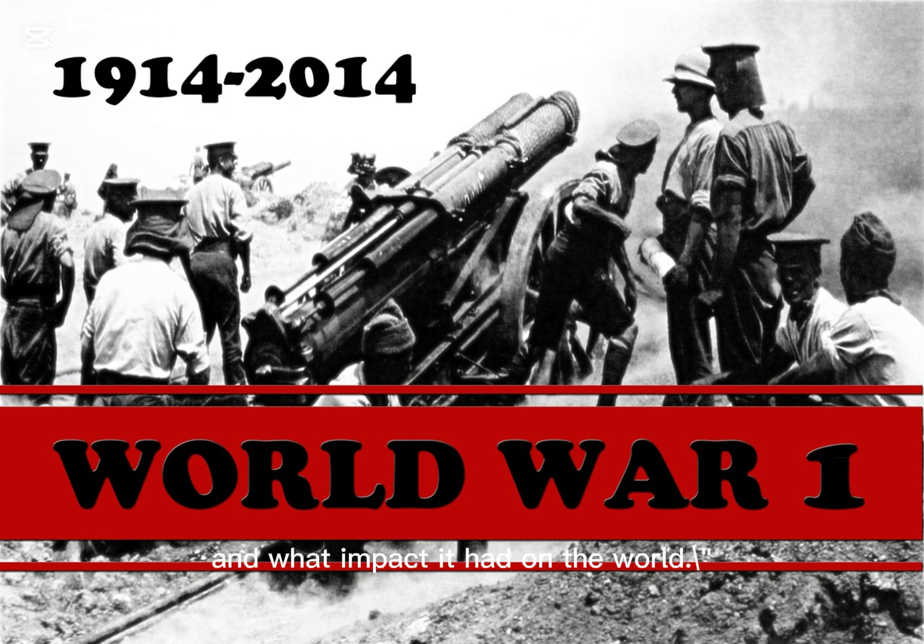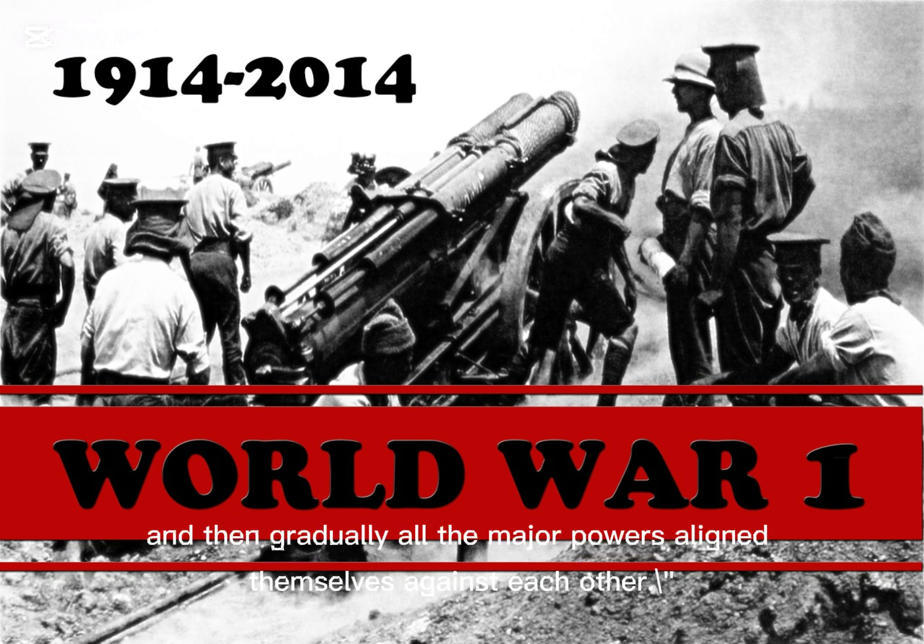on the world. World War I began on June 28, 1914, when the Austrian Crown Prince Archduke Franz Ferdinand was assassinated by a Serbian nationalist. The assassination was a small spark, but behind it was the hatred and hostility that had existed between the major powers of Europe for years. Austria declared war on Serbia, and then gradually all the major powers aligned themselves against each other.